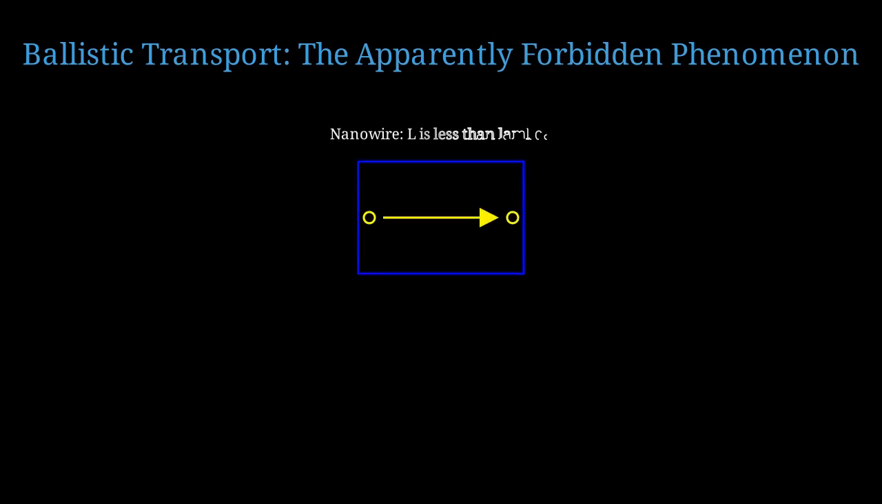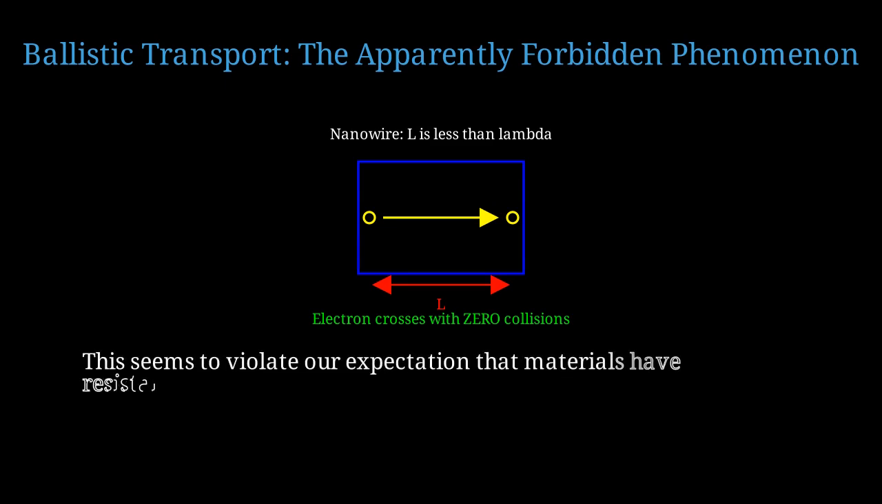This brings us to ballistic transport, which at first seems almost forbidden by our intuition about resistance. Imagine a nanowire so short that an electron injected at one end travels straight through to the other end without any scattering. The electron maintains its momentum and energy throughout the transit. At first glance, this seems to violate our fundamental expectation that materials inherently have resistance. If there's no scattering, where does the resistance come from?